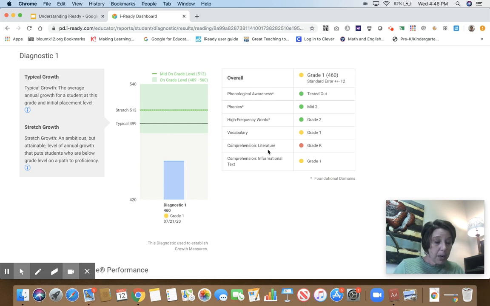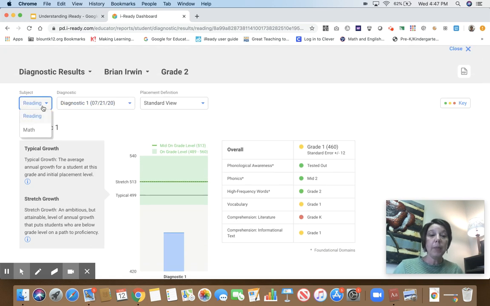This domain is a student's ability to understand what he's read in literature. Literature is fiction, stories that are made up, and poems and plays. Comprehension informational text. Here he has a yellow dot, just a little bit of practice, 1 grade level below. This just means understanding what has been read, but it is reading things that are true, things that are nonfiction. So that is informational text. So I wanted to be sure that you understood the domains in both reading and in math.